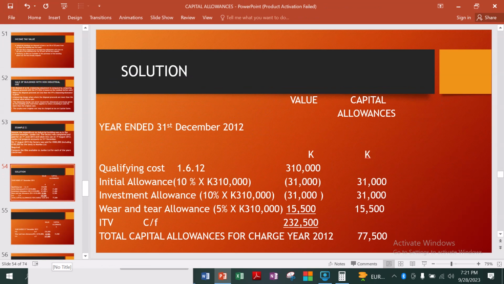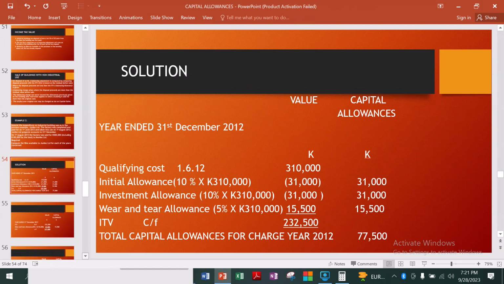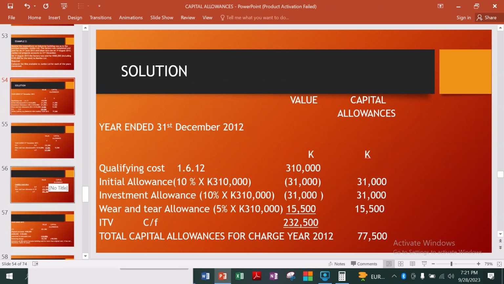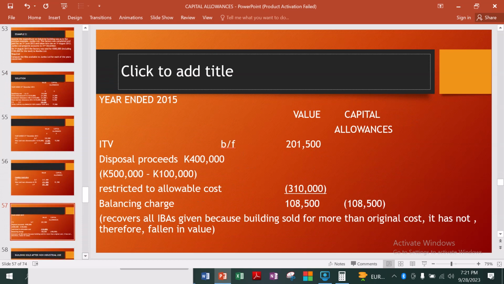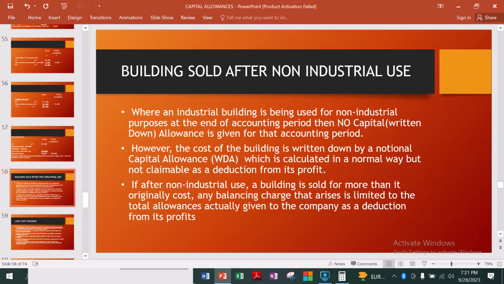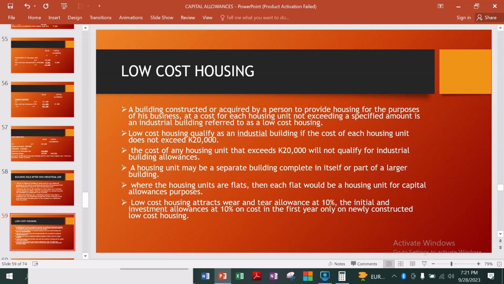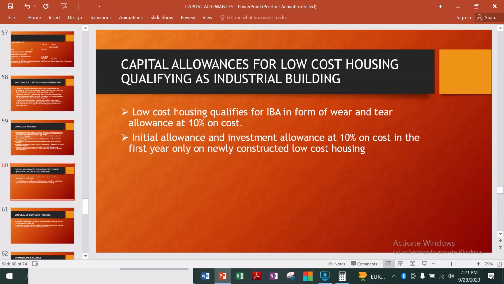We looked at this, looked at that, and then I started mentioning these points. For low-cost housing, wear and tear allowance is at 10%. The initial and investment allowances are all 10%. That is what I'm trying to emphasize.